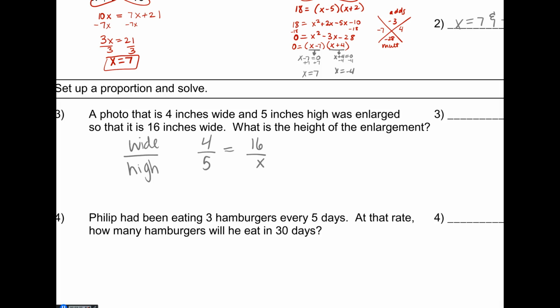Setting up your proportion correctly is the tough part. Otherwise, it's just crisscross applesauce, butterfly method, cross multiplication, whatever you want to call it. That's all it is, which you guys are capable of doing. So that's why I wrote over here wide over high, just to remind myself, okay, original, here's my OG, here's my new one. So originally I had 4 wide, 5 high, my new I have 16 wide, I don't know how high. So I'm going to cross multiply: 4x equals, so let's see, 16 times 5 is 80.